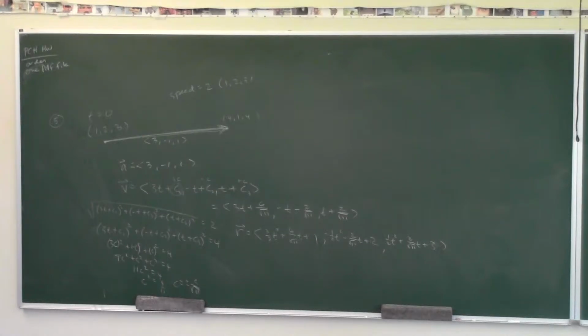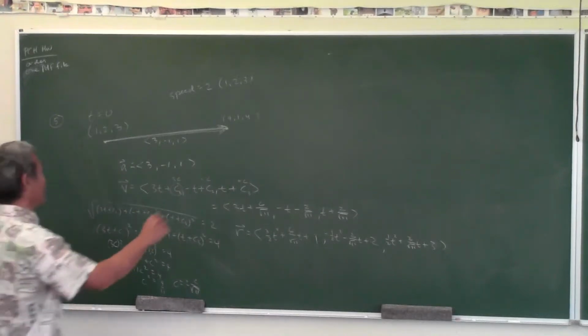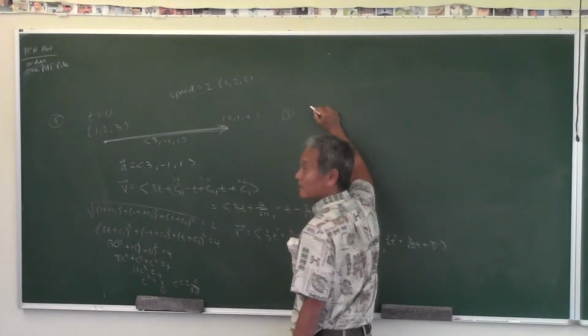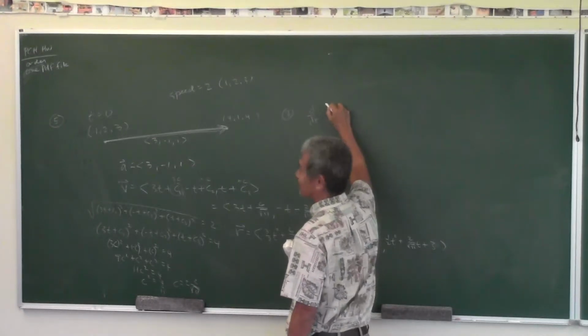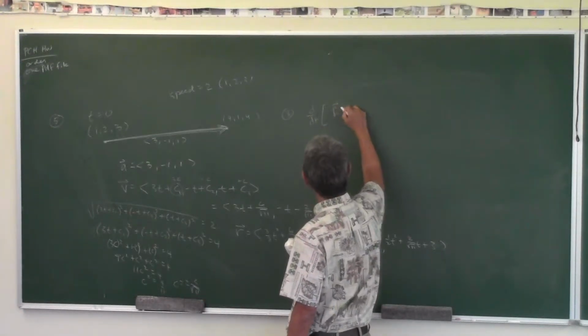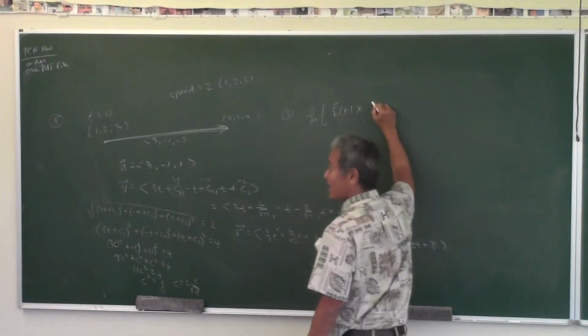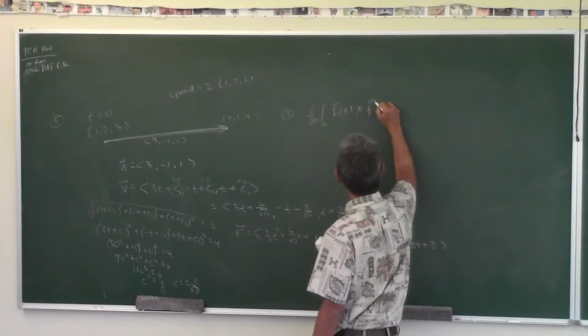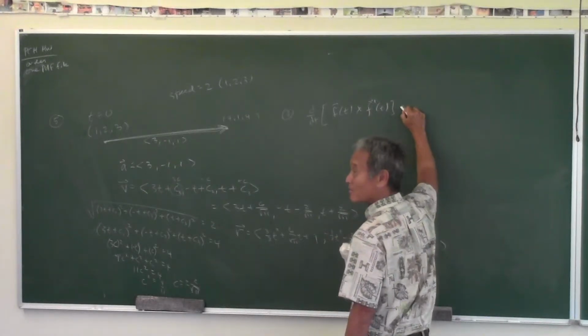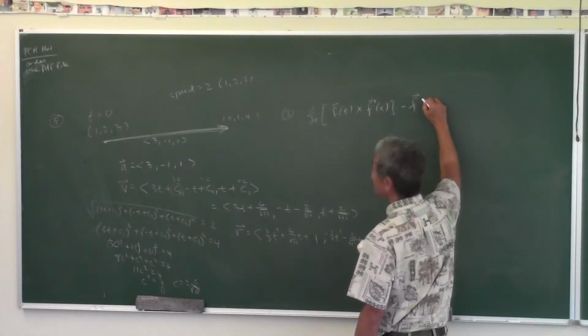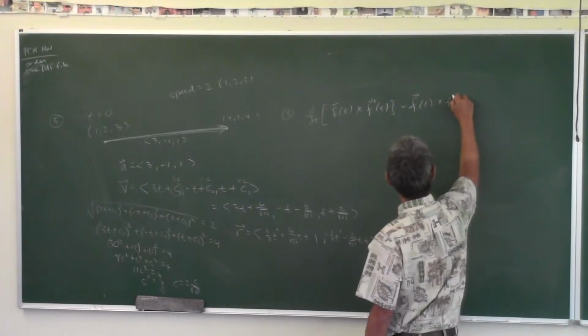Okay, so what are we learning on today's homework? We still have to do number 3. Show that, how do you prove that the derivative of f cross f prime is equal to f cross f double prime?